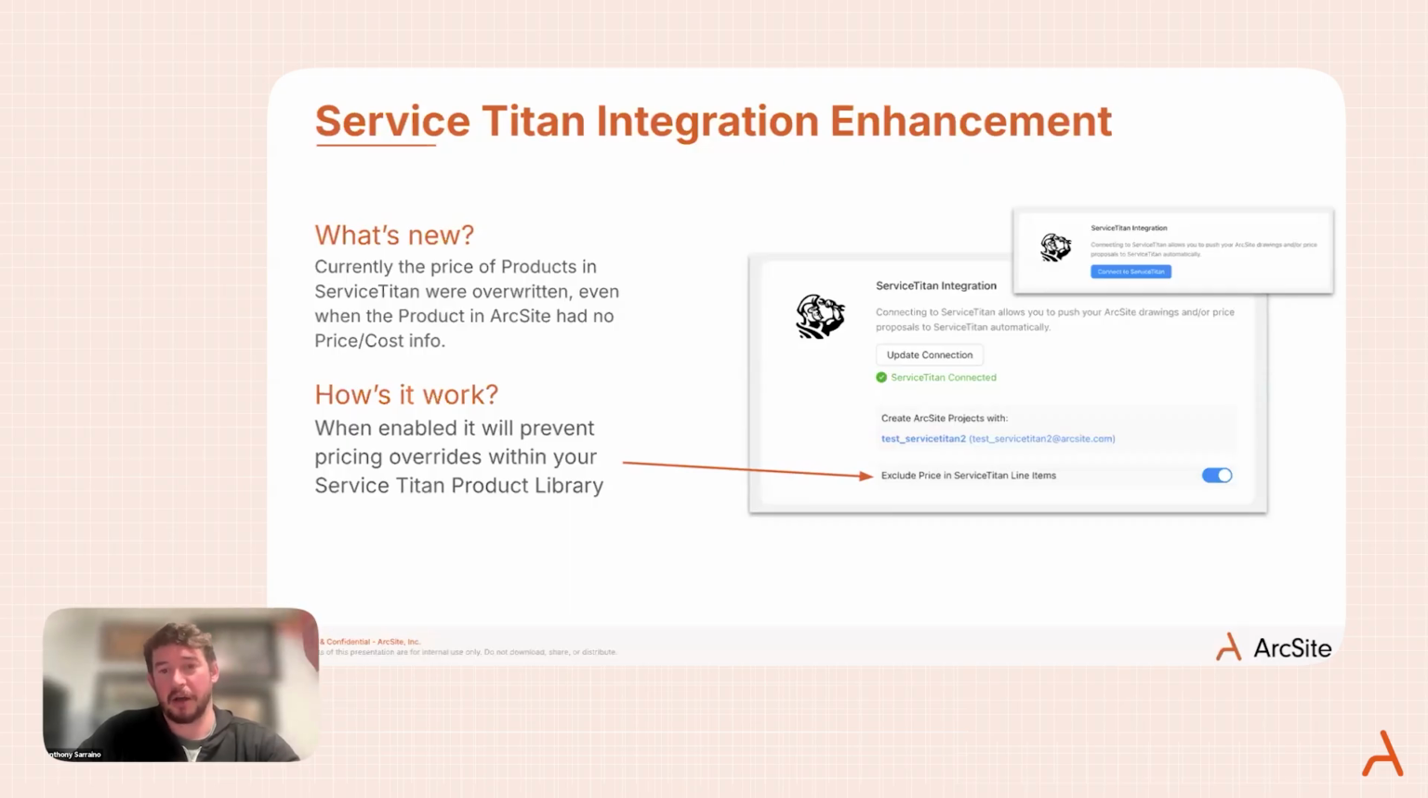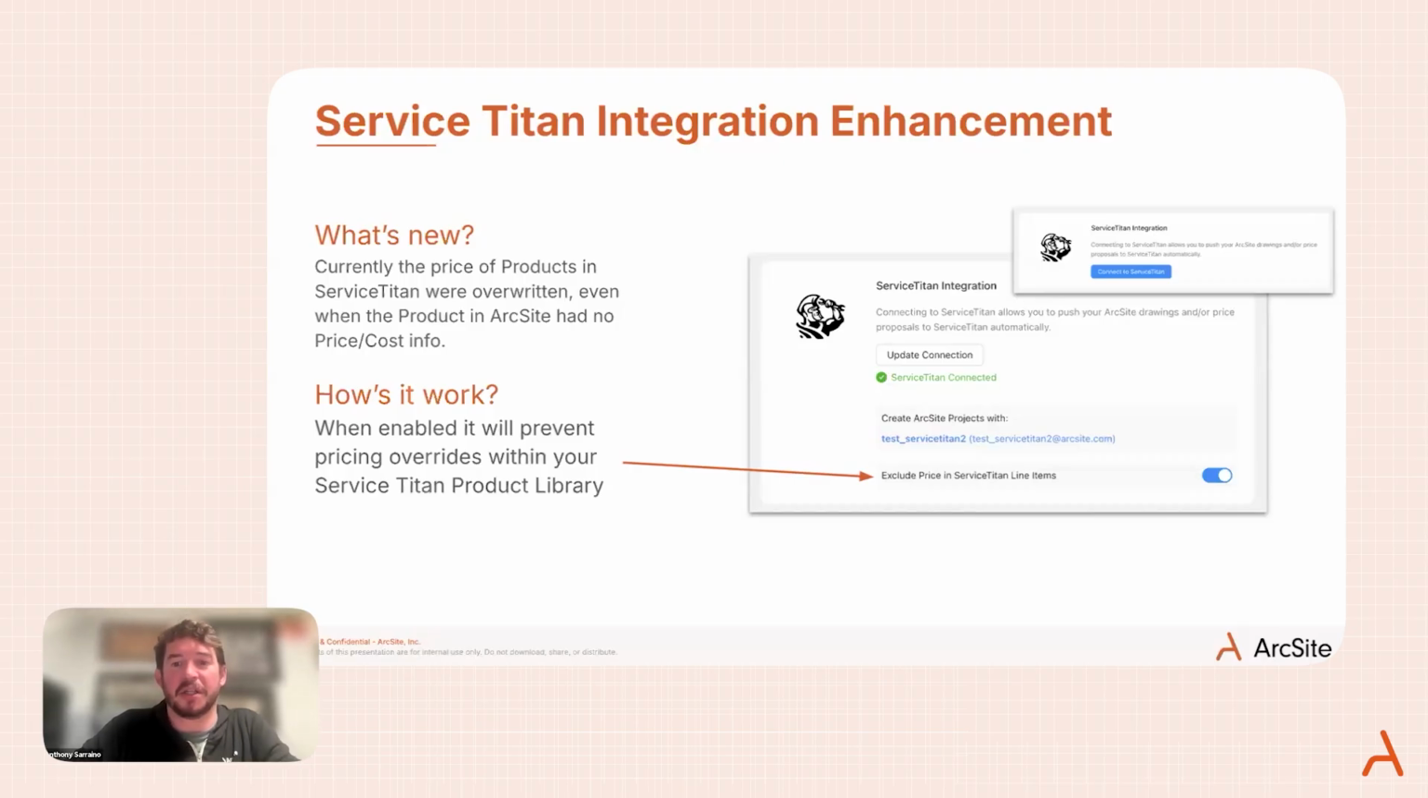So if you log into your account, head into your settings, go to your Service Titan integration, there's going to be a new toggle which will allow you to exclude the price from sending over to your Service Titan line item. So again, now that price for your product will not get sent over to Service Titan anymore. It'll remain the same. It won't overwrite, and everything should be good in that sense.